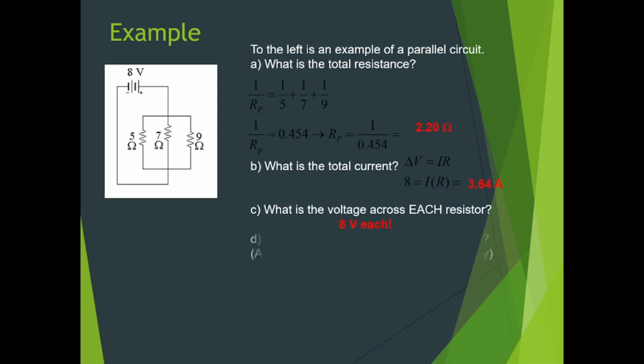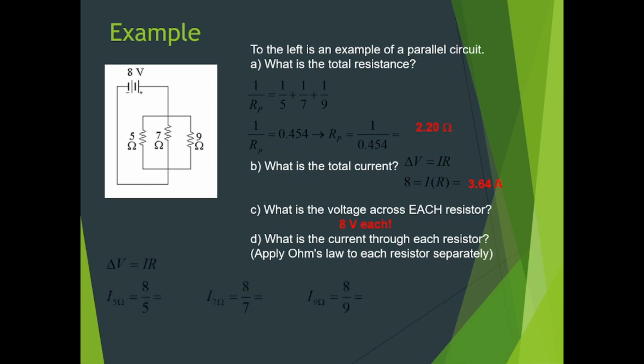We can also try to find the current in each resistor. We apply the Ohm's law individually to each resistor and find out that the currents are 1.6 amperes, 1.14 amperes, and 0.9 amperes for R1, R2, and R3 respectively. Also note that individual current adds up to the total current.